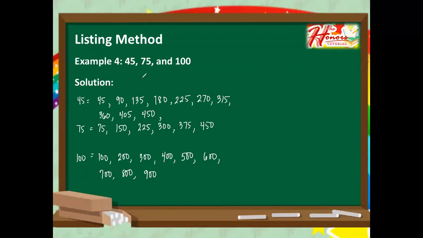So let's have 45 times 11. That's 495. 45 times 12, that's 540. 45 times 13, that's 585. And then let's continue.